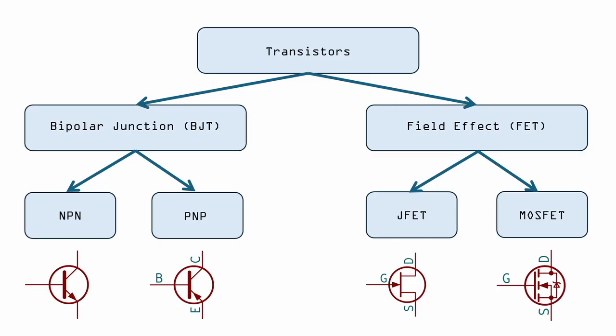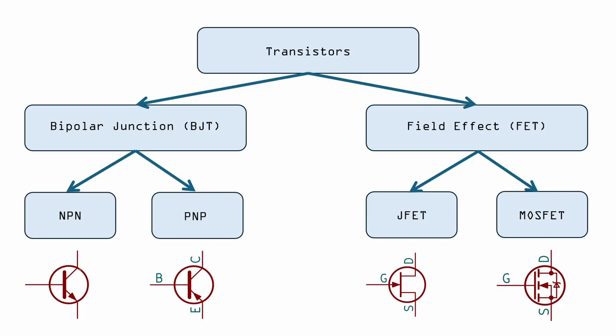Broadly speaking, there are two classes of transistors. There's the bipolar junction transistors and the field effect transistors. We're going to be focusing on the bipolar junction transistors in this video. And there's two types. There's NPN and PNP. The field effect transistors break down into junction FETs and MOSFETs. These also break down into more categories, but since we're not looking at those, we won't worry about it.